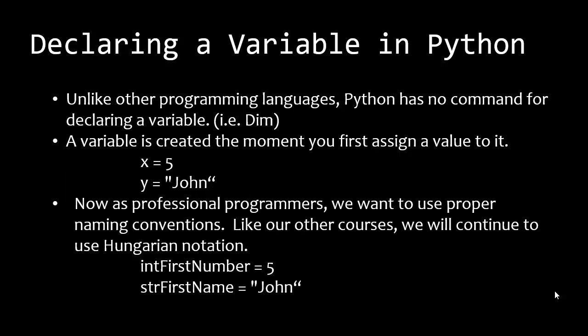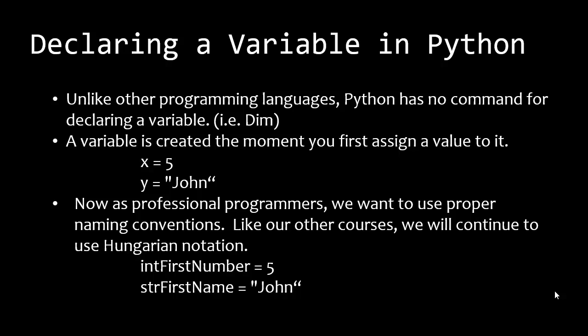Now, as professional programmers, we want to use proper naming conventions. We might as well get started with that right now. Like our other courses, we will continue to use Hungarian notation. Naming conventions are about consistency in how we name things. Based upon where you work or get a job, the naming conventions could be totally different than Hungarian notation. Here at Cincinnati State, we're trying to be very consistent, and we'll continue to use Hungarian notation. You may hate it, and that's not really the point. Right now, the consistency makes it easier for you to be consistent, and it makes it easier for your instructors to be consistent also.